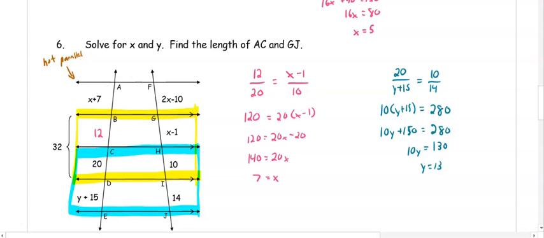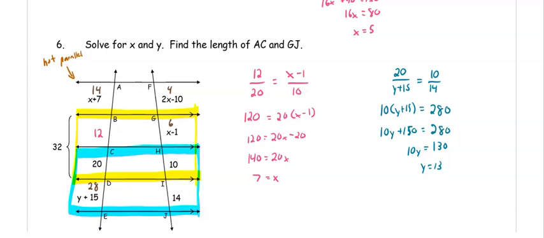So anywhere I see an x, I can put 7 in. So 7 plus 7 is 14. 2 times 7 minus 10 is 4. 7 minus 1 is 6. And 13 plus 15, because y is 13, is 28.